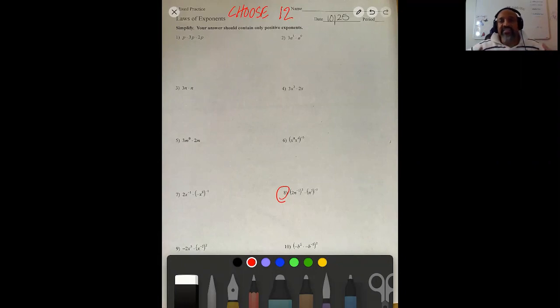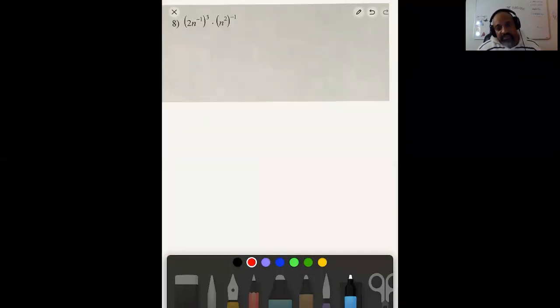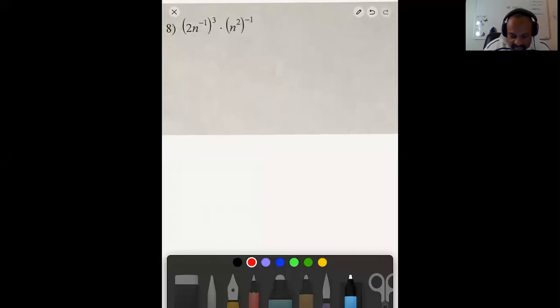I am going to do a couple of problems from the Day 2 assignment, just to give you an idea of how to use the exponent rules. Remember, you only have to choose 12, and you get to decide which ones they are. So I decided that I was going to do number 8 from the front, and then number 18 on the back. Let me do 8 here. I'm going to try to make it a little larger.